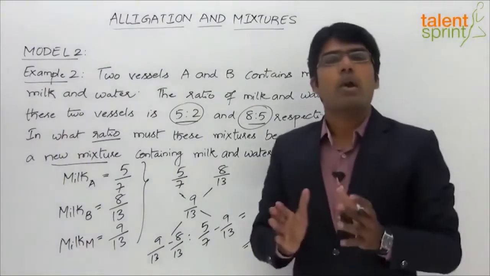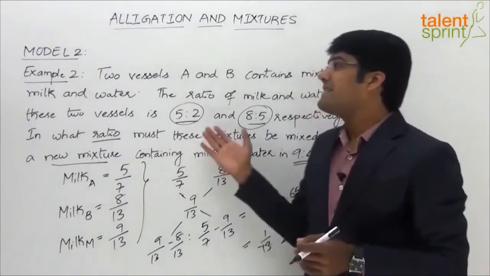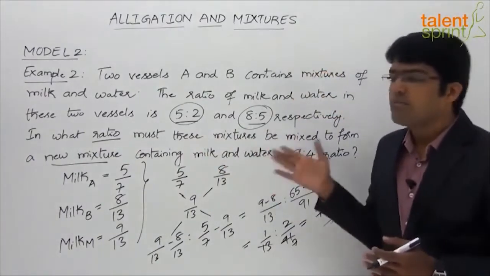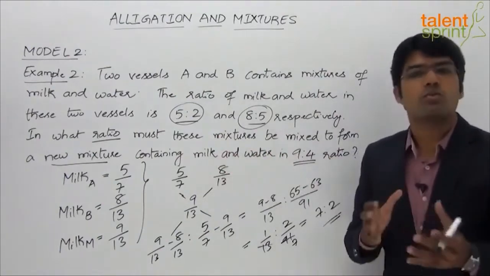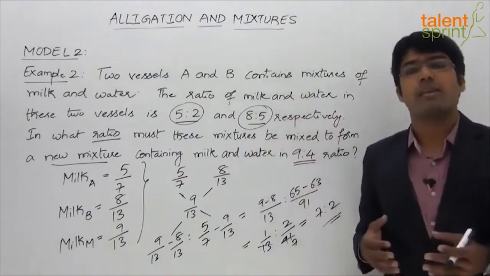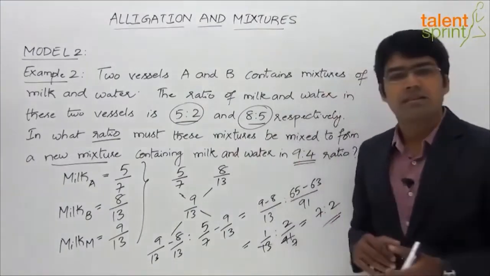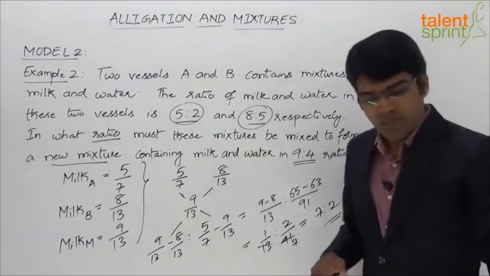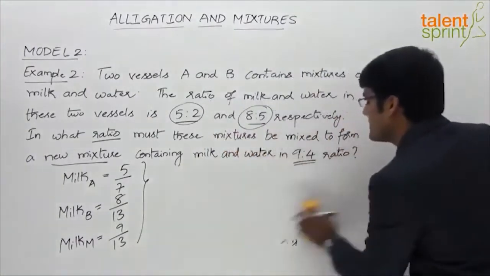7:2. The other point which I would like to mention here is about the general method of answering these questions. Here we have seen in model 1 and model 2 that alligation rule gives us the ratio in which the two quantities have to be mixed. But understand that these questions can also be answered without using the alligation rule. Let's solve this question here without using the alligation rule. Now, if we do not apply alligation rule, then how do we get the required answer?